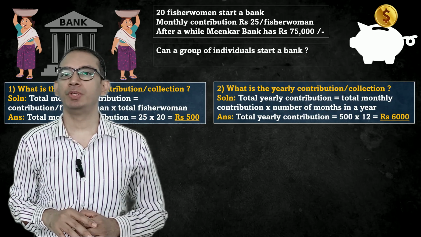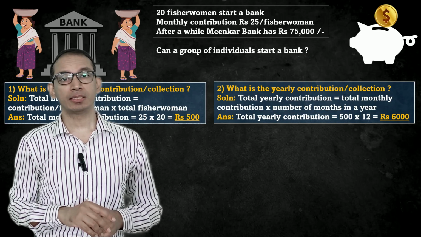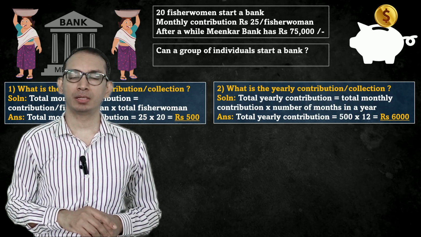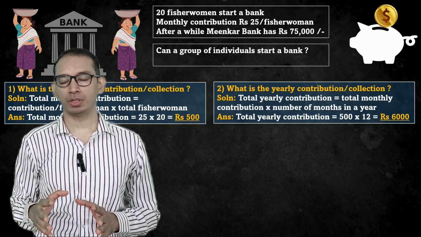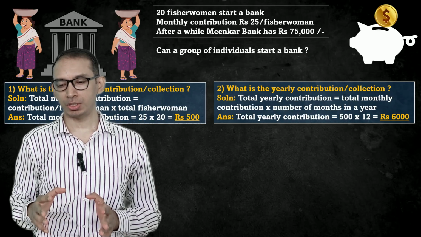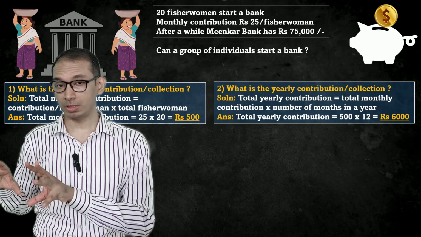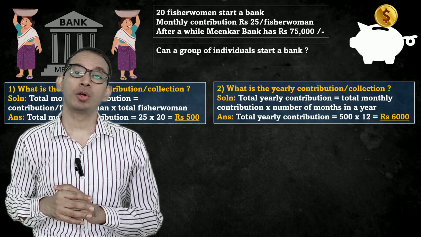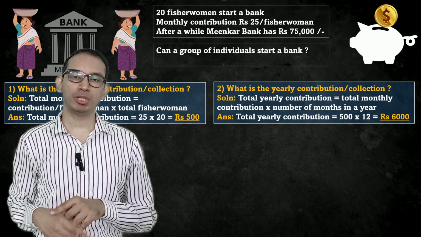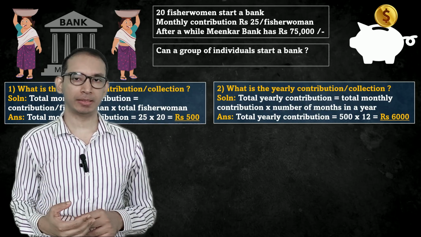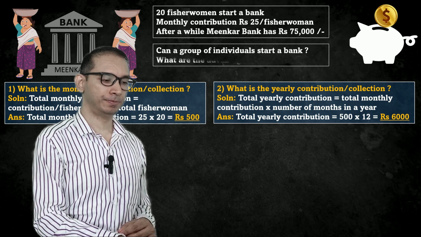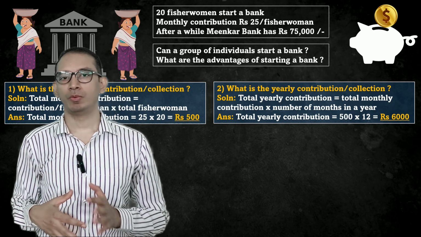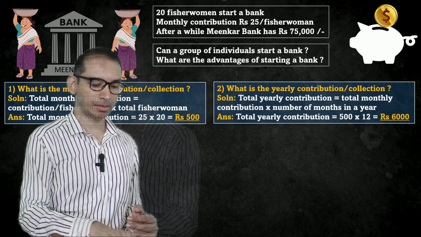Now, can a group of individuals start a bank? Yes, they can. And such banks that are started by a group of individuals or a financial institute that caters to a certain group of individuals, they are called cooperative banks. It becomes much easier to take a loan out of such banks. And we look at the advantages of starting such a bank as well.